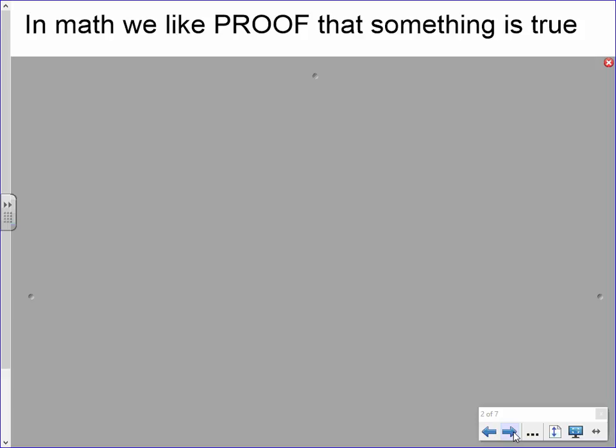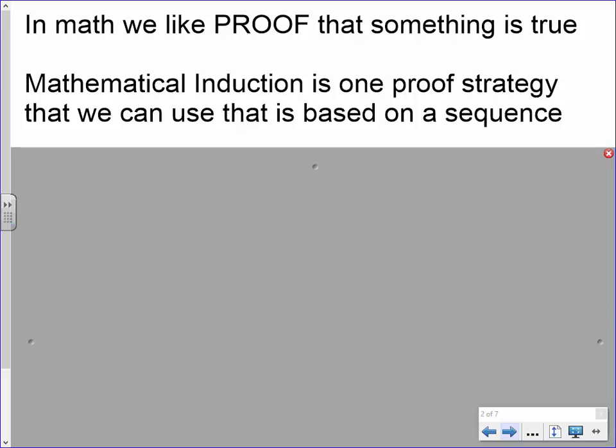In math, we like to know whether things are true or not. Now, some of you may be okay with me just telling you things, but really in math, we need to understand why things are true, and we need to be able to prove that things are true. So mathematical induction is a proof strategy that is based on a sequence, which is why it's in this chapter. It feels very random, but it is not.